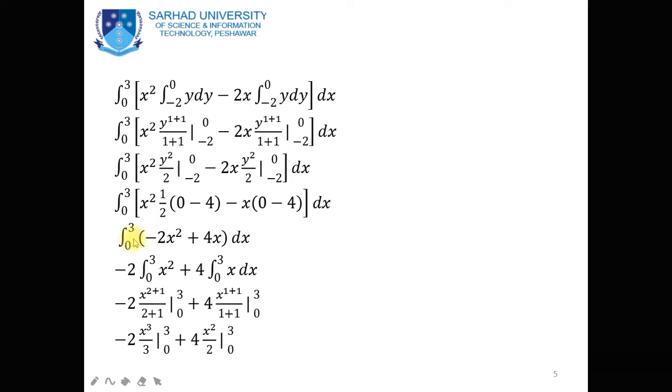Now to evaluate the integration from 0 to 3 of minus 2x square plus 4x, to evaluate the integration now with respect to x. So minus 2 is a constant, and integration of x square with respect to x and integration of x with respect to x. So integration of x square with respect to x, adding 1 to the power, x power 2 plus 1 divided by 2 plus 1, and limit is from 0 to 3. Now plus 4 x power 1 plus 1 divided by 1 plus 1, and limit is from 0 to 3.